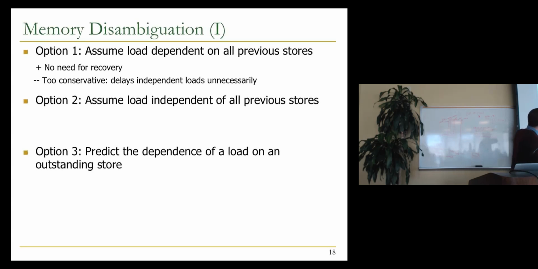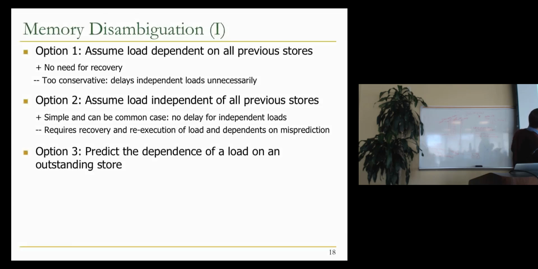Okay? So this is not a good solution, because it delays independent loads unnecessarily. The second solution: assume the load is independent of all previous stores. This is simple, actually, because you don't need a predictor, right? In most cases, people have found empirically that a load is not dependent on an unknown address store. And this is good because there's no delay for independent loads. The downside is it requires recovery and re-execution of the load and its dependents on this prediction.